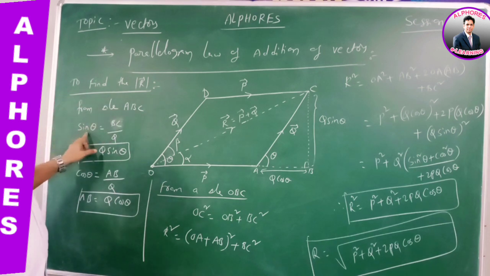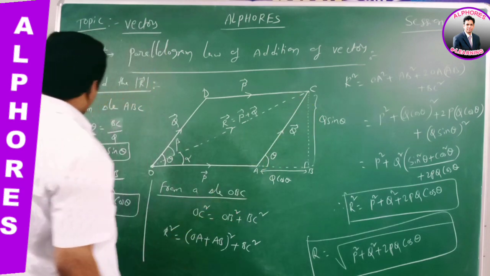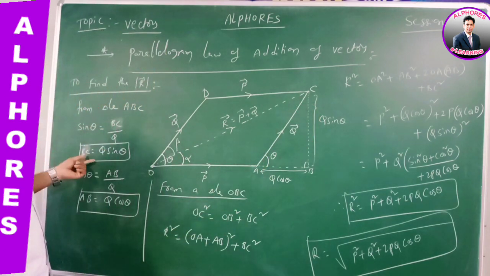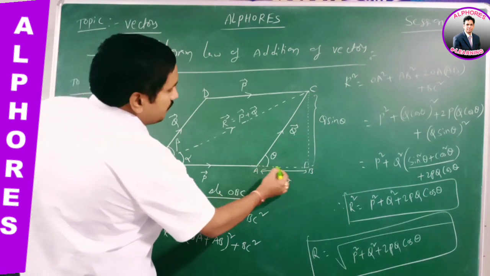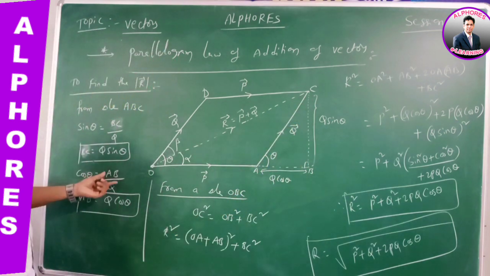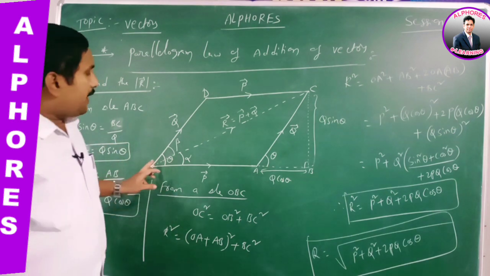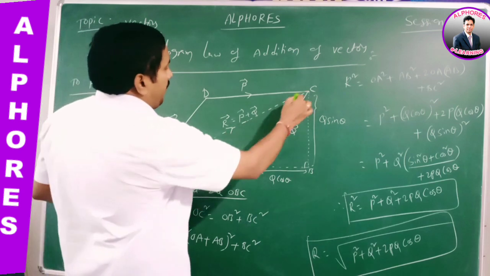ABC, sin theta is equal to how much? As per the relation, opposite side by hypotenuse, that is BC by Q. That means BC is equal to Q sin theta. In the same way, what about cos theta here? Cos theta is equal to adjacent side by hypotenuse. Adjacent side is AB, by hypotenuse Q. That means AB is equal to Q cos theta.